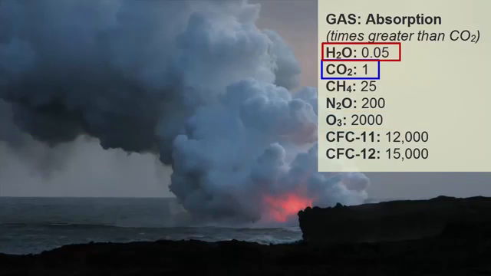Water is only 1/20th as powerful as carbon dioxide, yet it is considered the most important greenhouse gas on the planet, followed by carbon dioxide. Why is water so important? Volume. There is a lot more water in the atmosphere than any of the other greenhouse gases combined.